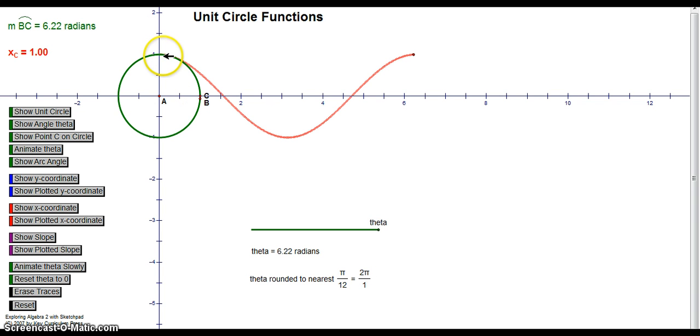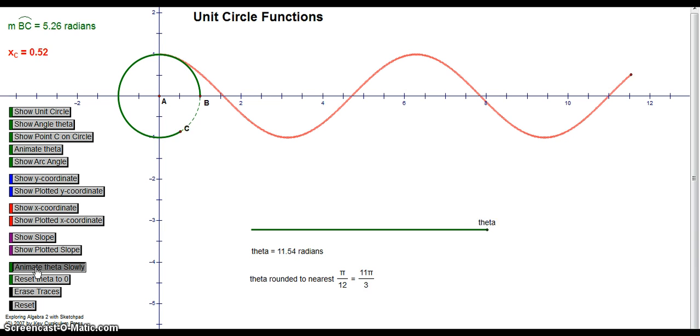And here, I tried to stop it, it's pretty close. This is 2 pi. So that was one period of the cosine curve. And so as we continue to go around though, then you'll see this cyclic pattern that forms for cosine, just like it did for sine.